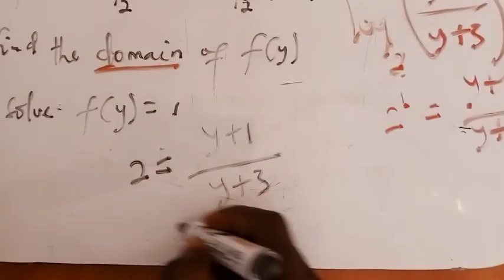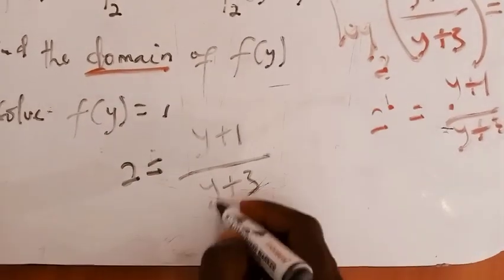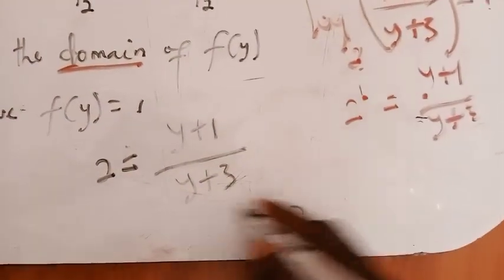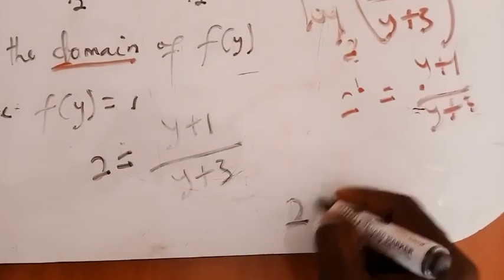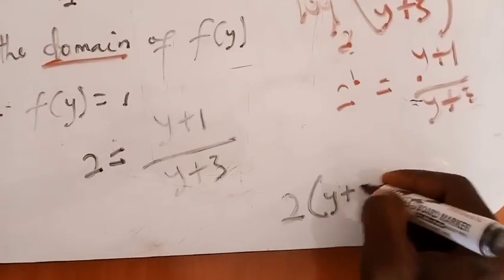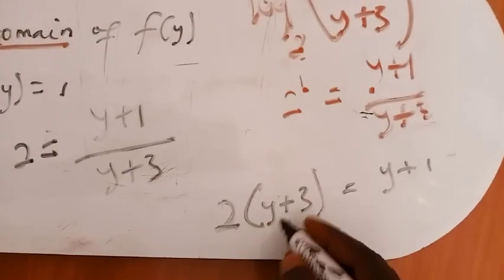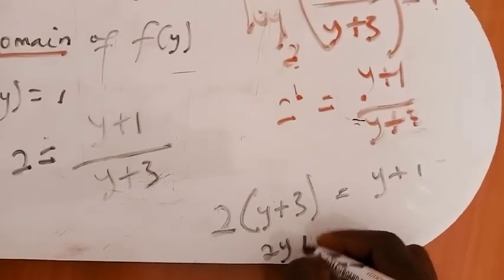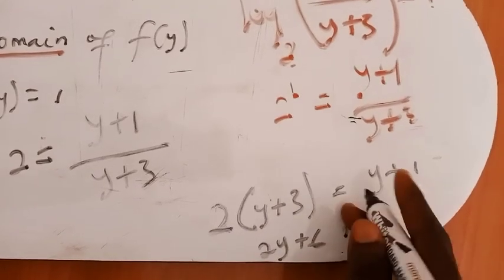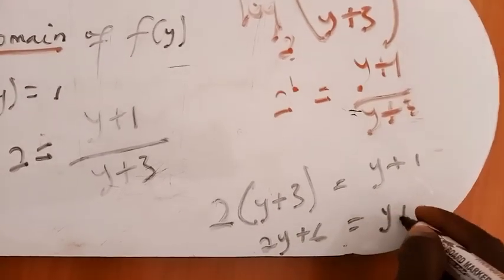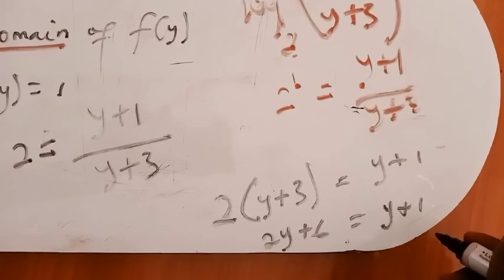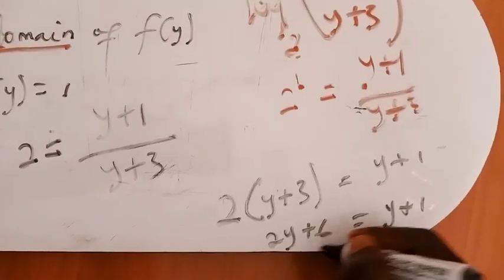Solving this equation, you should know how to solve it by cross multiplying, meaning that 2 is multiplied by the one at the bottom. So 2 into bracket y plus 3 is going to be equal to y plus 1. So this multiplied by that should be 2y plus 6, and then everything here is equal to y plus 1. I hope everyone can solve this.